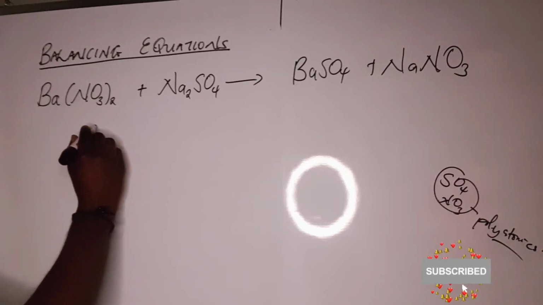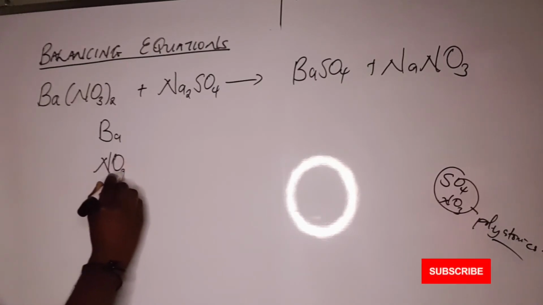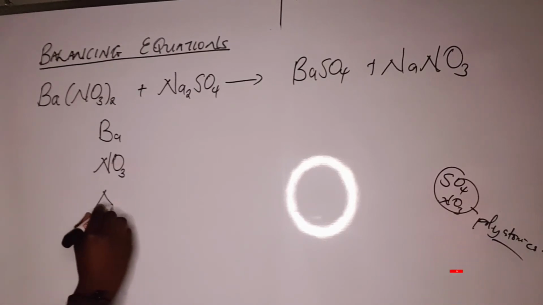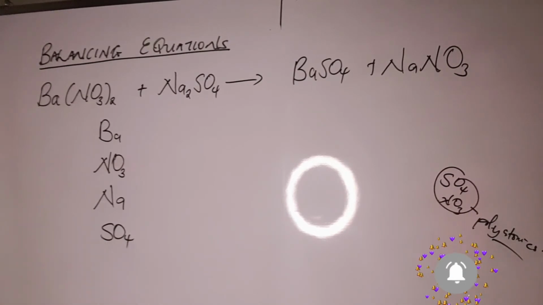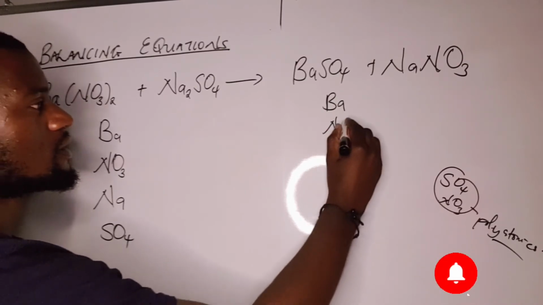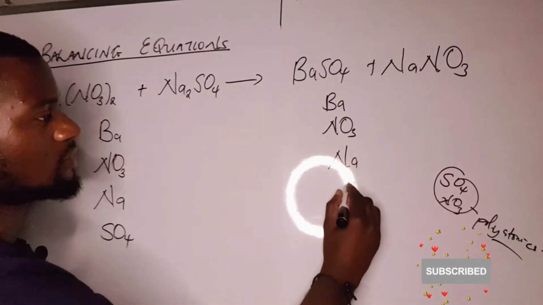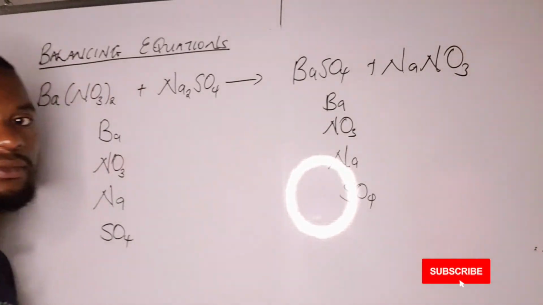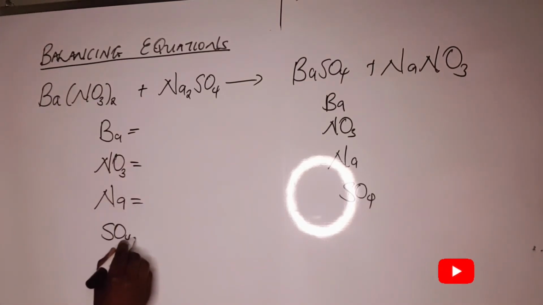So in this case, we have barium, we have nitrate. You carry it as one item. Then we have sodium and sulfate. Then you do the same this side. You have barium, the nitrate there, sodium and sulfate. Then you count for barium, for nitrate and for sulfate.